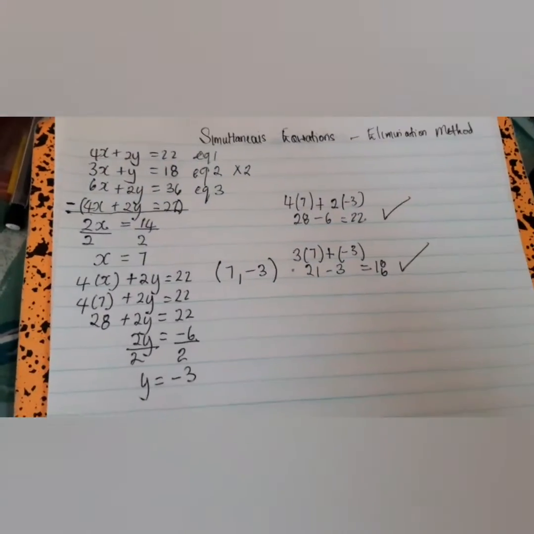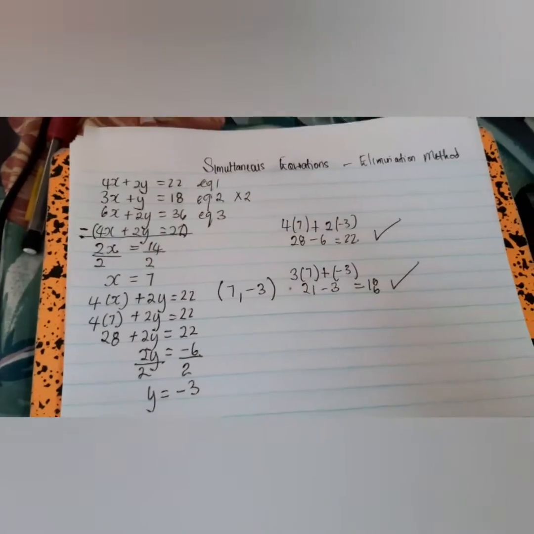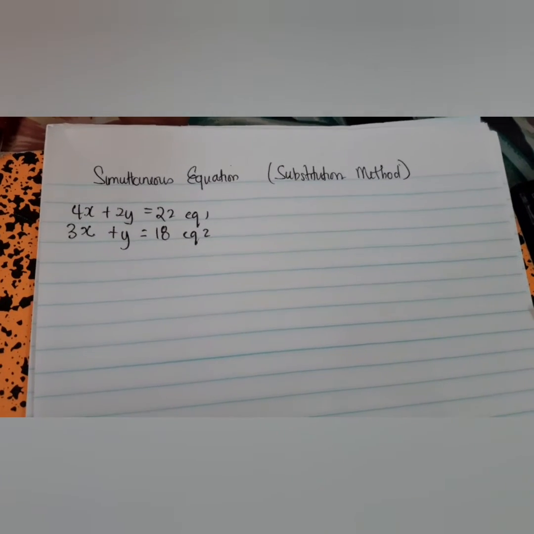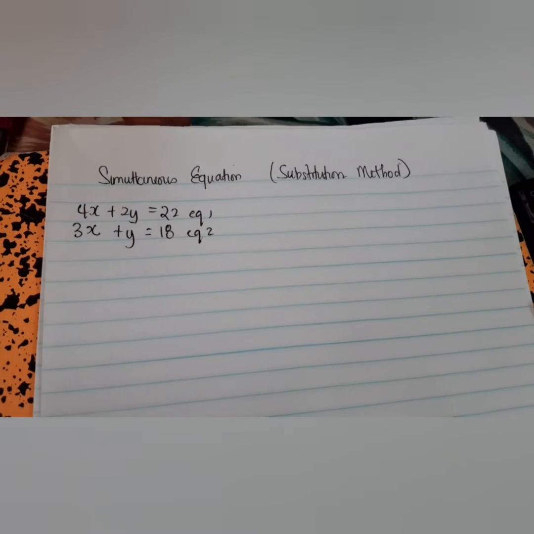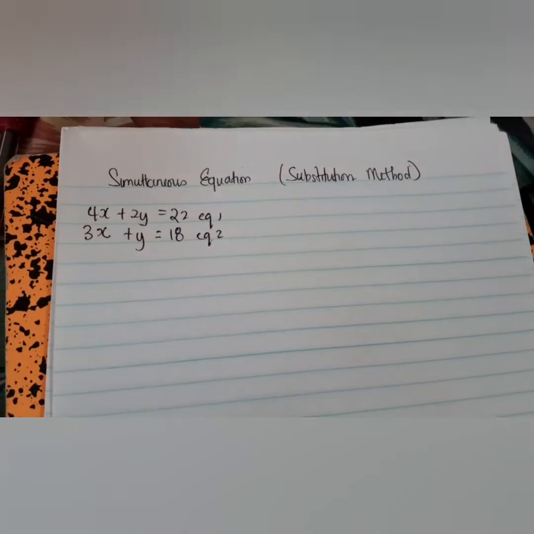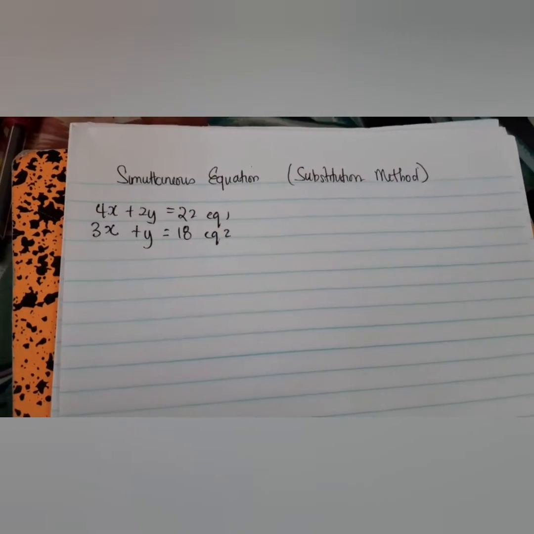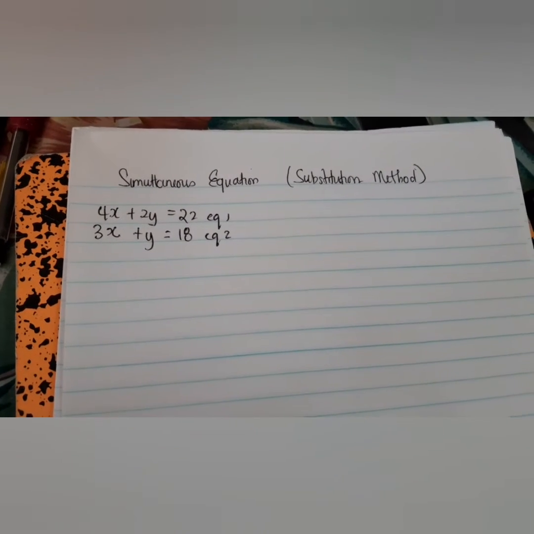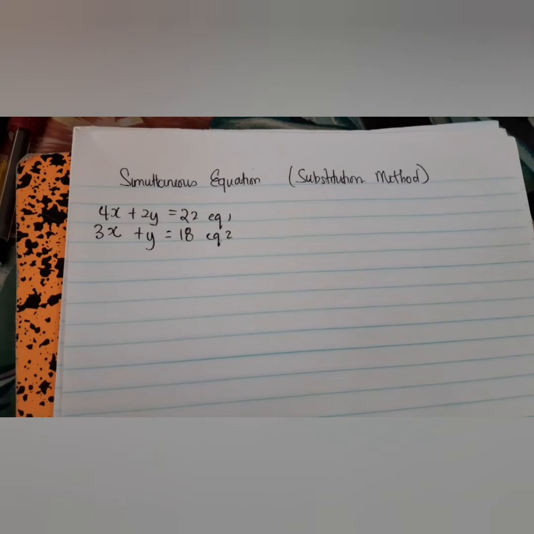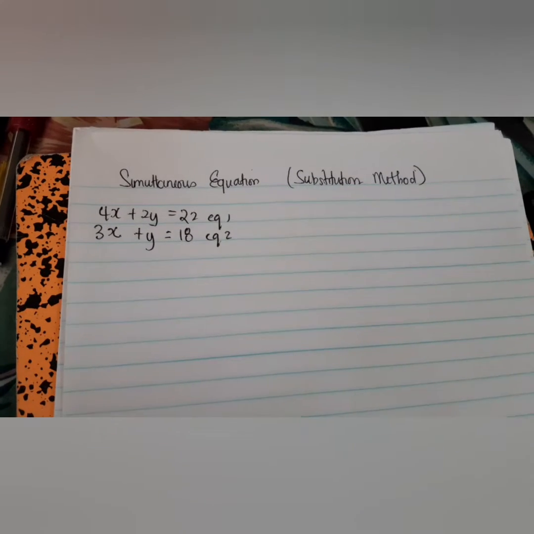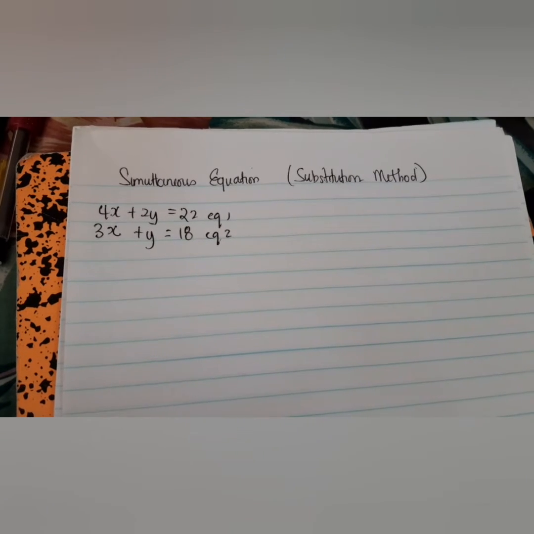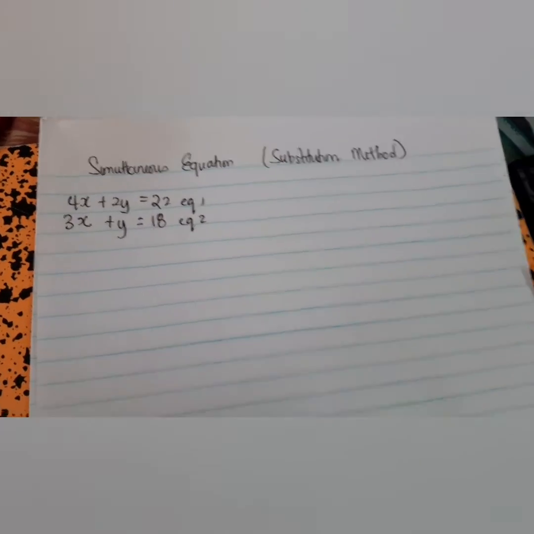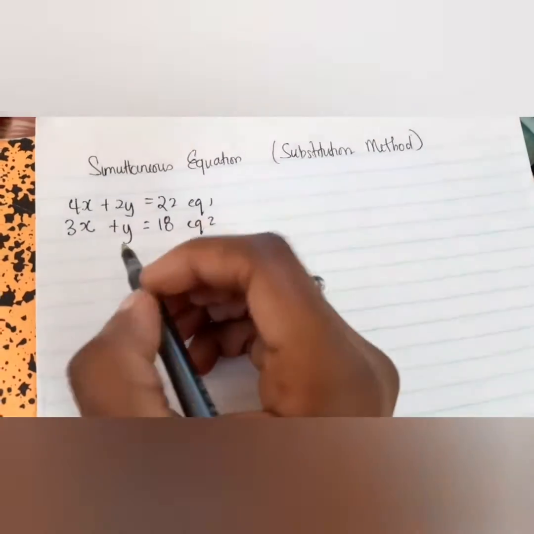Now we're going to do this same question using the substitution method. So when we substitute, generally what we do is we put one thing into another, right? So what we're going to do is make one variable the subject. And it's easier to make y the subject if you look, because there you have y by itself in equation number 2. So we're going to make y the subject.